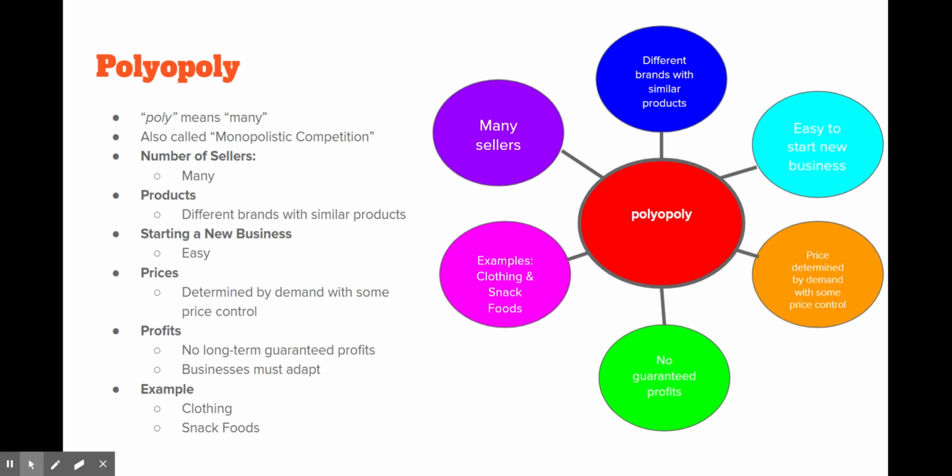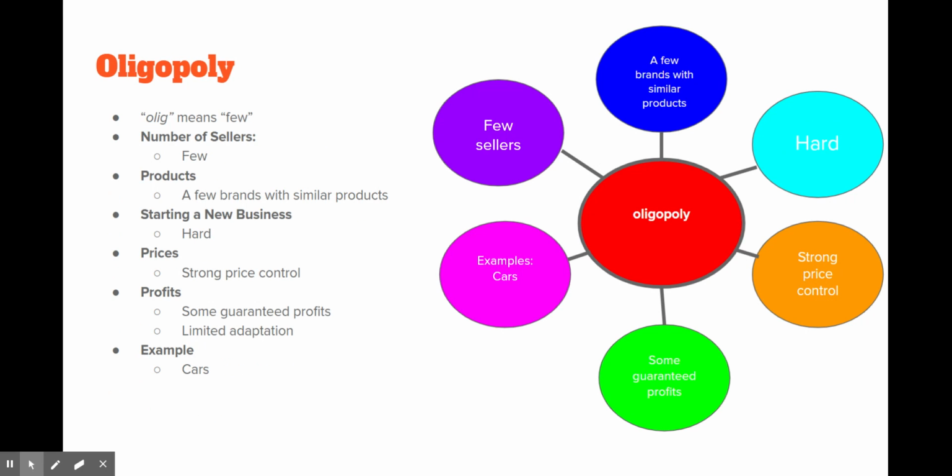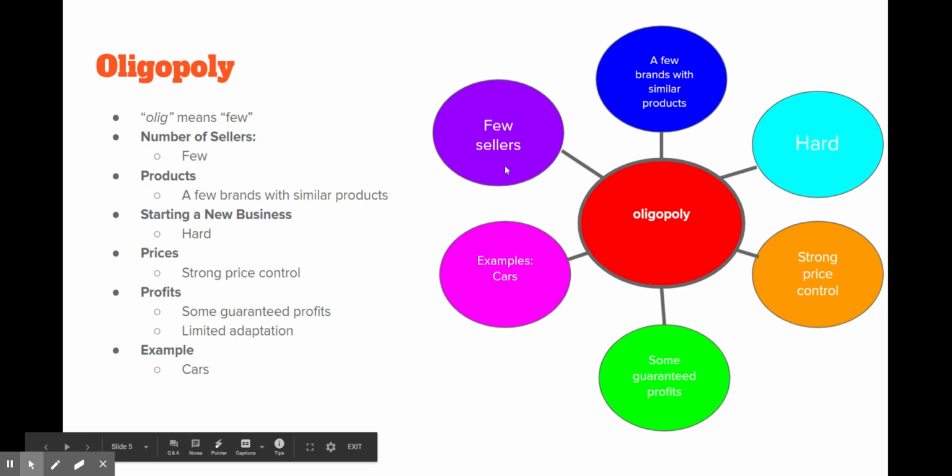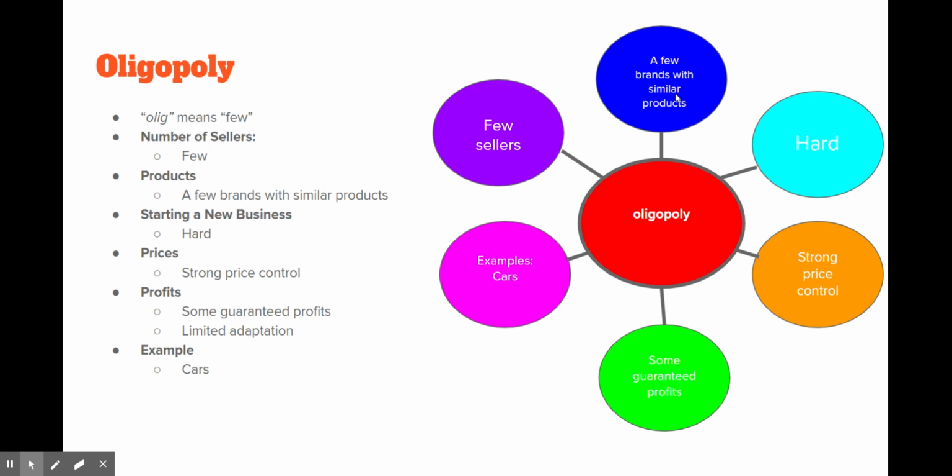So we're moving down the spectrum from total competition, perfect competition, to now many sellers, to our next one, which is an oligopoly, which basically means few. Olig means few. And so we're going to be having even more limited number of sellers. So you're going to get a few brands with similar products. You're going to have a hard time getting into this because those people have such control over the market. It's going to be hard to get your business going without being defeated by them.